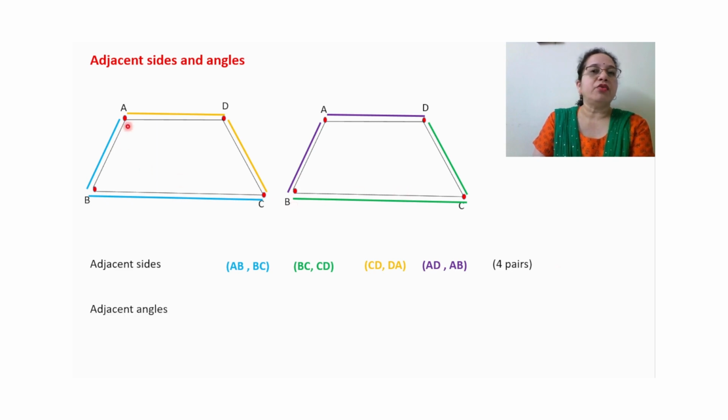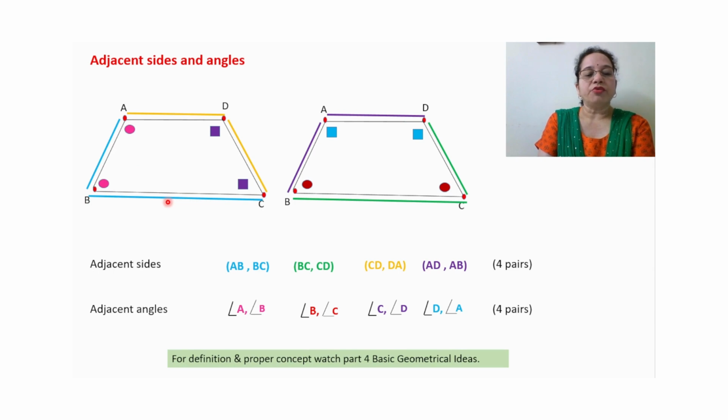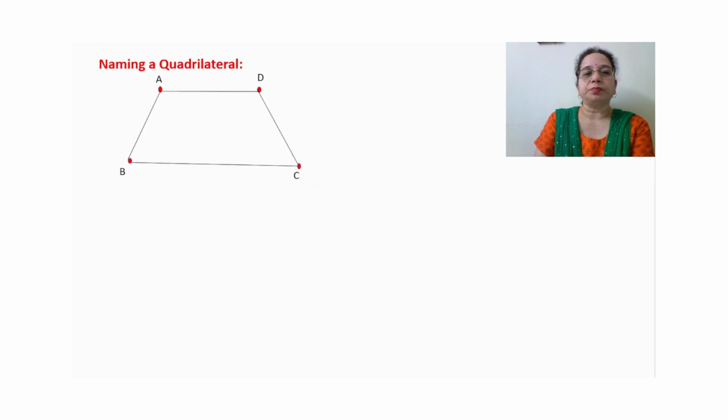Similarly, adjacent angles. Angle A and angle B are adjacent angles. Angle B and C are adjacent angles. Angle C and D are adjacent angles. D and A are adjacent angles. So again here you are getting four pairs of adjacent angles. Again, adjacent angles means nearby angles. For the proper definition and concept, you can watch my video part 4, basic geometrical ideas.